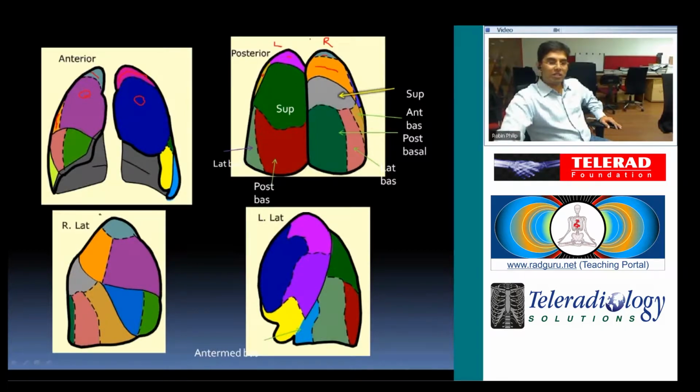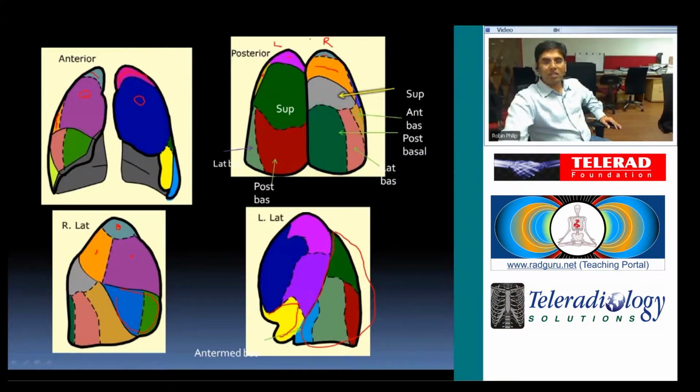And then these are the right lateral and left lateral projections. That is the middle lobe area, and that is your lingular area, and this is all lower lobe, and that's the upper lobe. Right here, you can see that is the apical, this is the right side, right apical segment. That's the posterior segment, and that's the anterior segment.